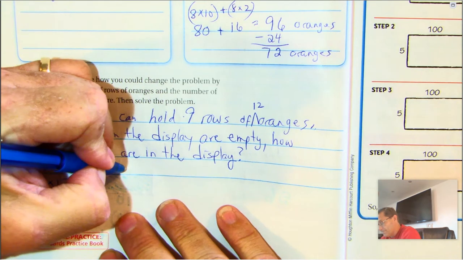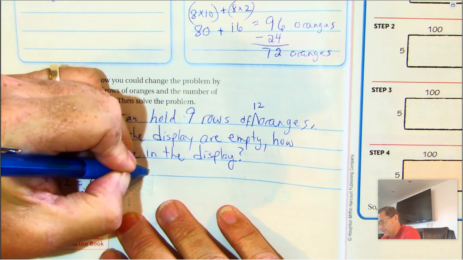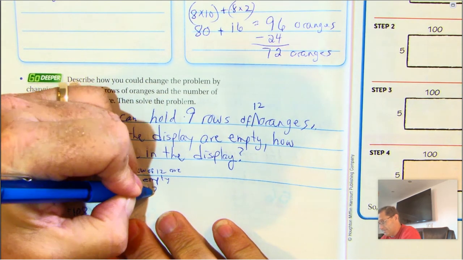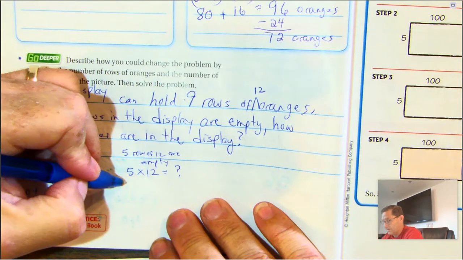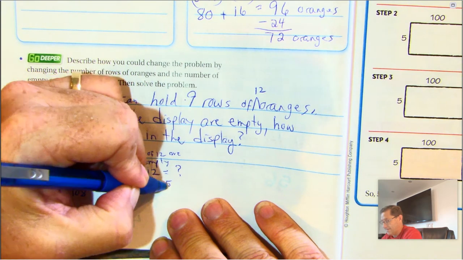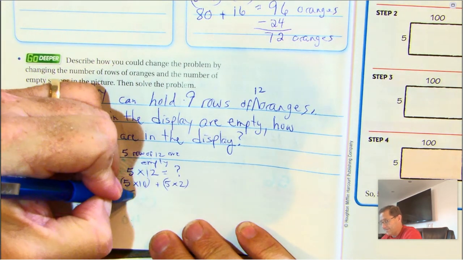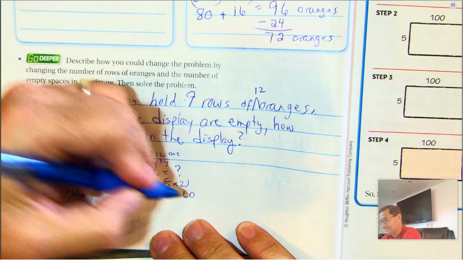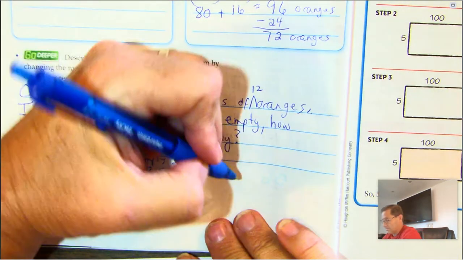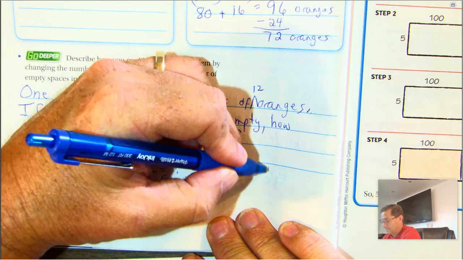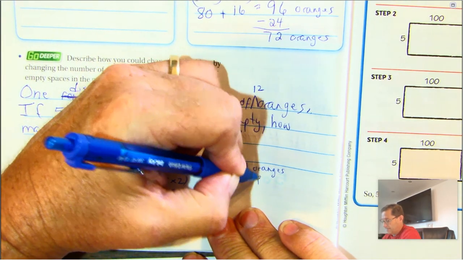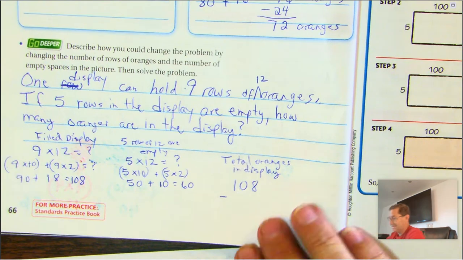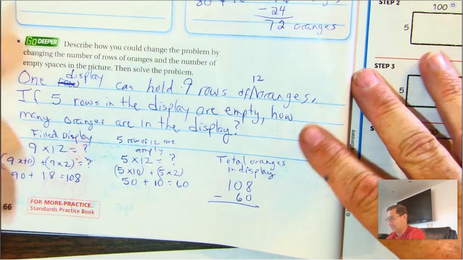But we have 5 rows of 12 that are empty. So we have 5 times 12 is empty. So I'm going to break that into 5 times 10 plus 5 times 2. 5 times 10 is 50 plus 5 times 2 is 10. So we have 60 that are missing. So the total oranges in the display would be the 108 that it could hold. It can hold 108 oranges. 60 are missing. So how many oranges do I actually have in my display?